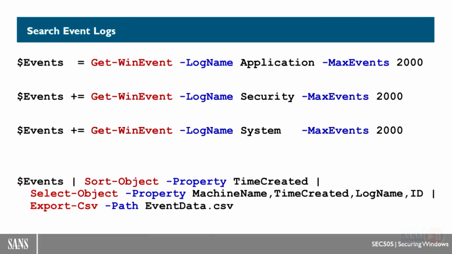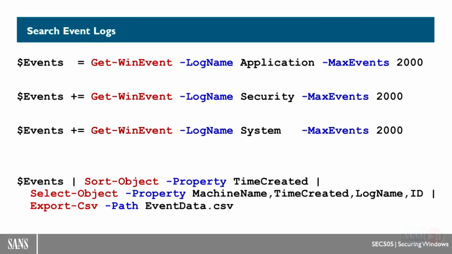So after those first 3 lines, we now have the events array. It's got 6,000 objects inside of it. Each object represents an event log message. Each object has properties like date and time, event ID, the name of the log, the name of the machine, the name of the user, and so on.